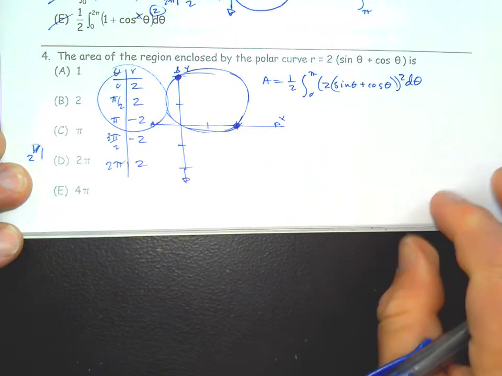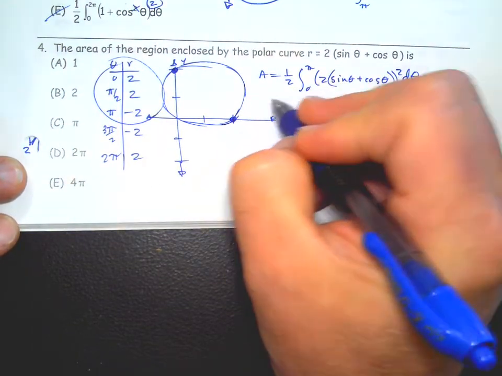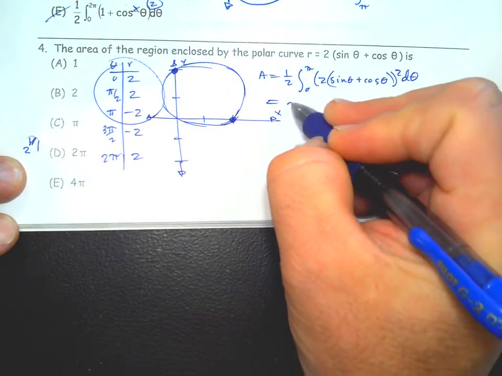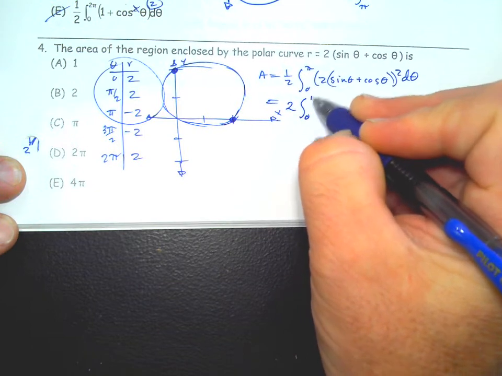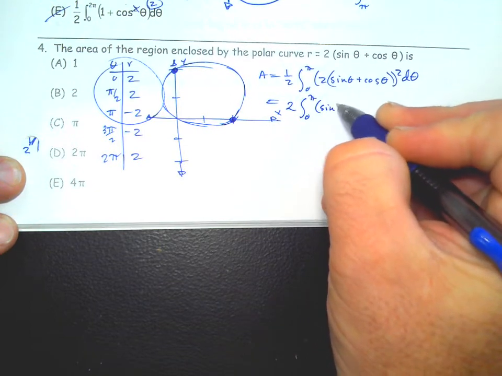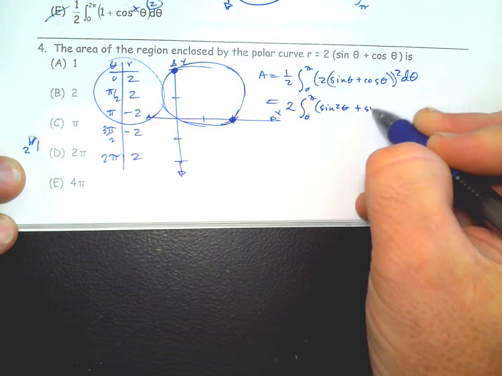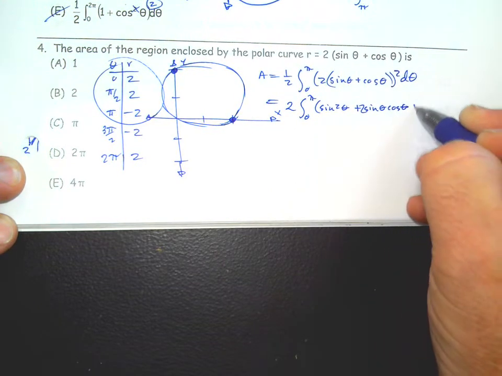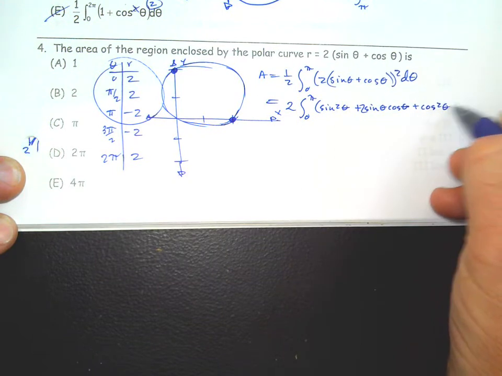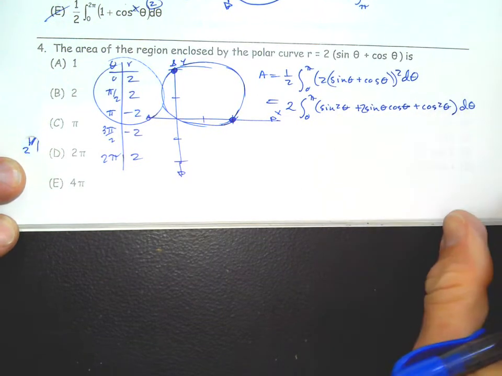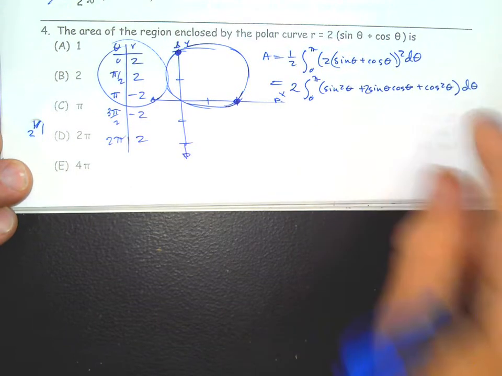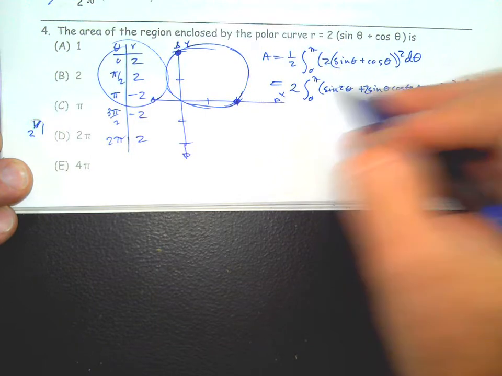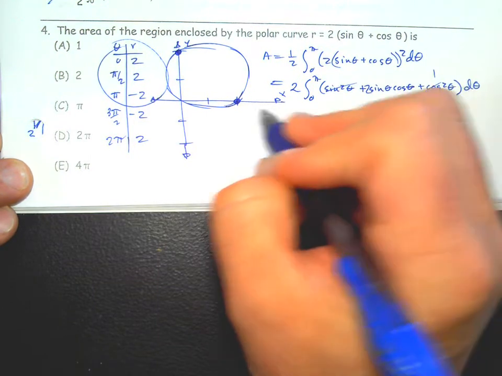So that would be our setup. Now we're going to see if we can figure this out. So 2 gets squared, and you put it out in front times 1/2, you end up with just a 2. And here we're going to get sine squared theta plus 2 sine cosine, and then plus cosine squared theta. Okay. So we're going to have to use those double angle identities. Well, no, actually, sine squared plus cosine squared is 1. Right? That just gives you a 1. So we can avoid all that double angle stuff.